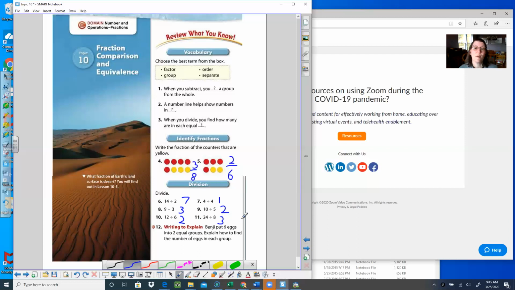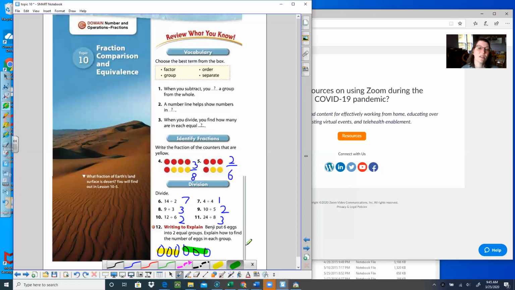Writing to explain. Benji put 6 eggs into 2 equal groups. Explain how to find the number of eggs in each group. So I'm going to draw my 6 eggs, even though they don't really look like eggs. There we go. There's 3, 4, 5, and 6. Now I want 2 groups. I'm going to have the yellow group, and I'm going to have the green group.